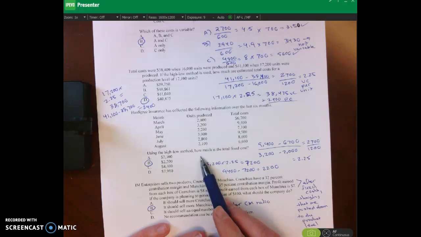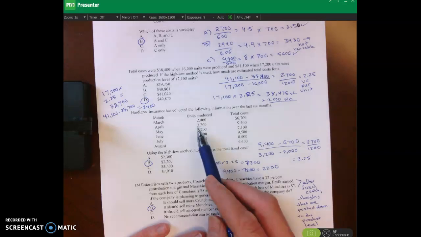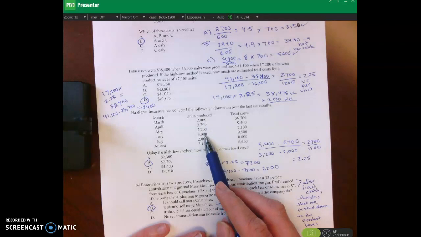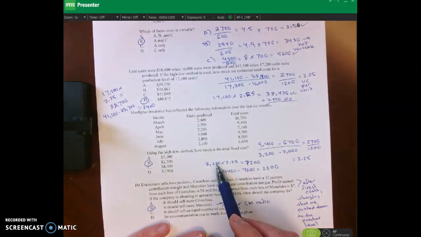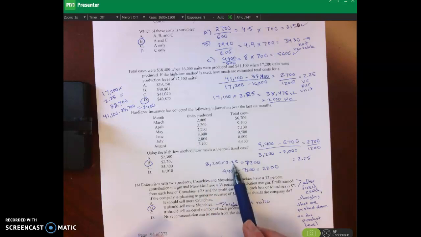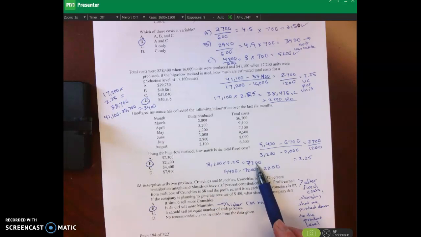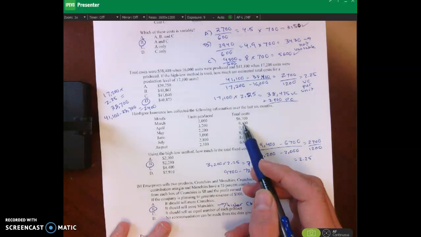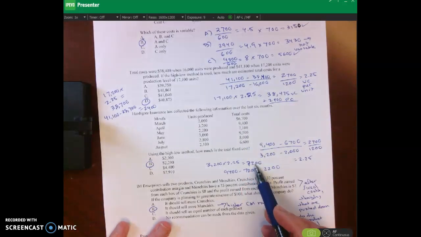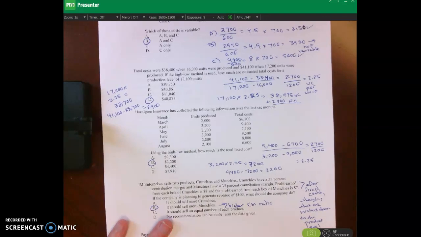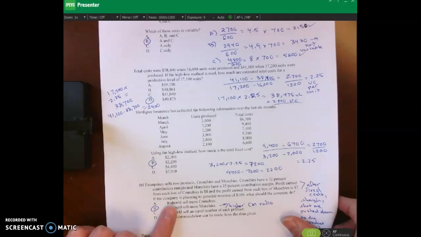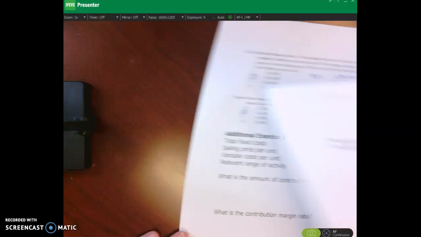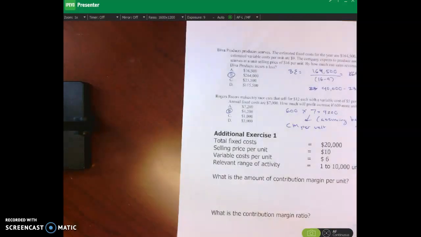Then we can say, all right, what is the total fixed cost? And I can choose either the high or the low. And I just choose the high. So I multiply 3,200 times $2.25 gives me 7,200. Then I take my total cost minus my total variable costs gives me my total fixed costs. That's the right answer. Okay. I said to skip this one. So let's go on and look at the next page.